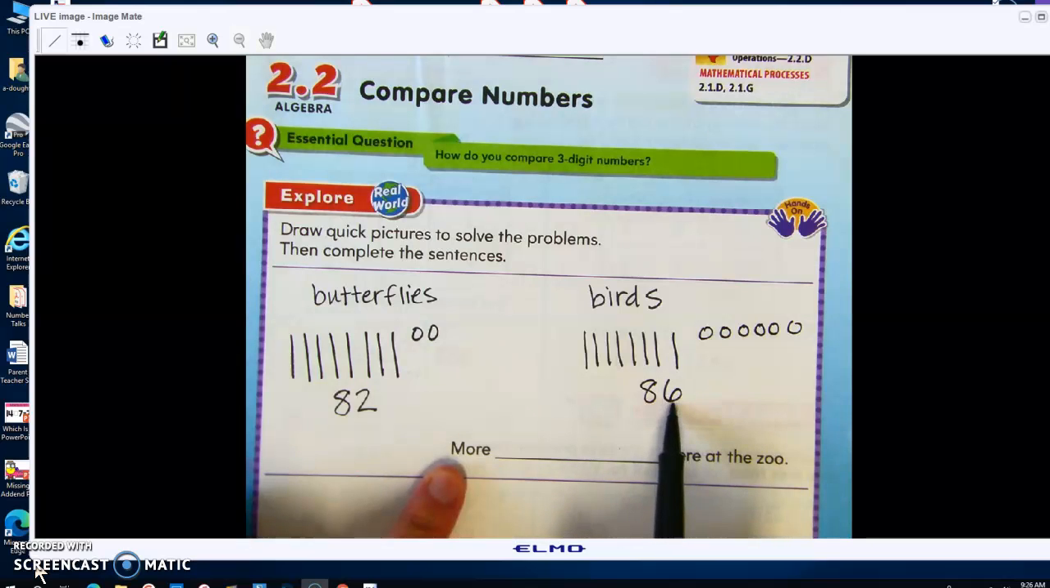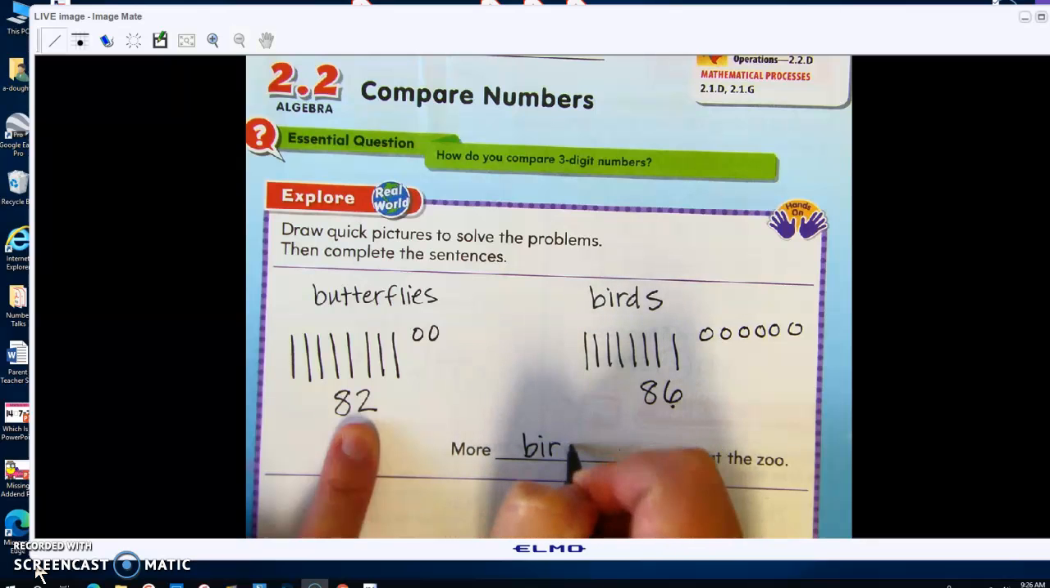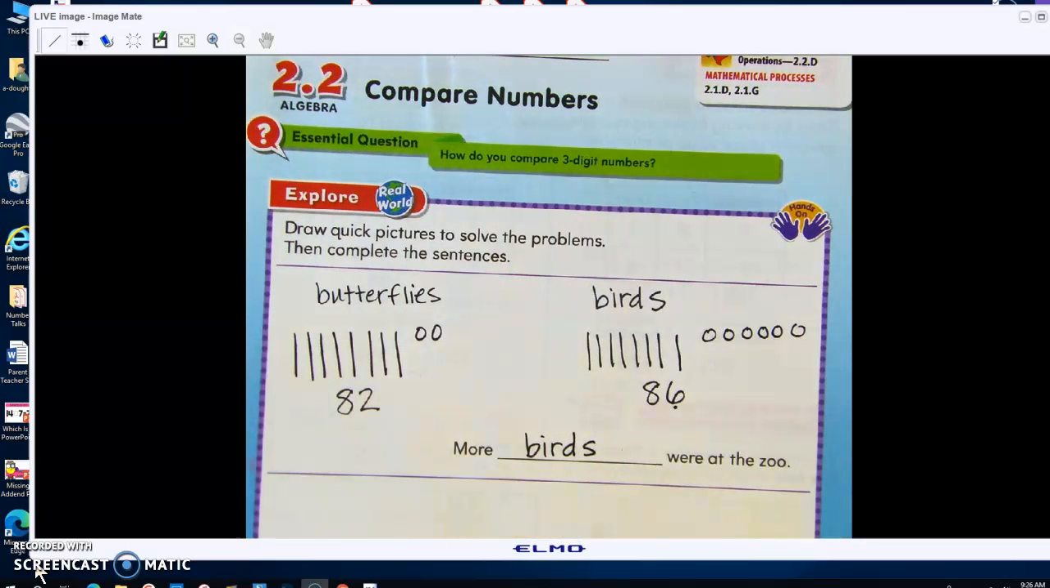Birds, because what? 6 is bigger than 2, right? Yes. So birds, there's more birds at the zoo.